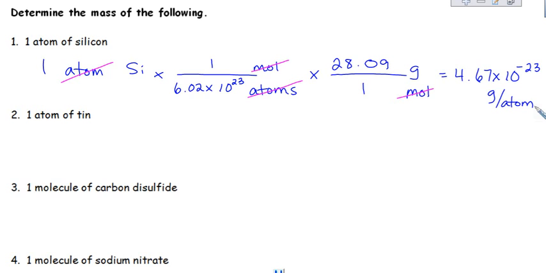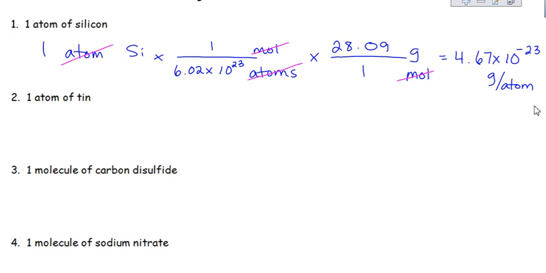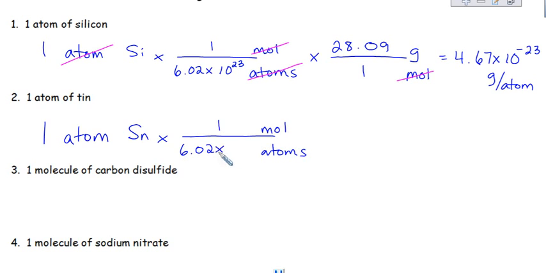It's so small. Okay, so I could do the same thing with tin. I have 1 atom of tin, Sn. I want to get it out of atoms. And let's go to moles. Because I know 1 mole is 6.02 times 10 to the 23rd atoms. I like that. Atoms will cancel. Right now I'd be at moles, but from moles I can switch it to grams. I'd cancel moles, put it in grams.